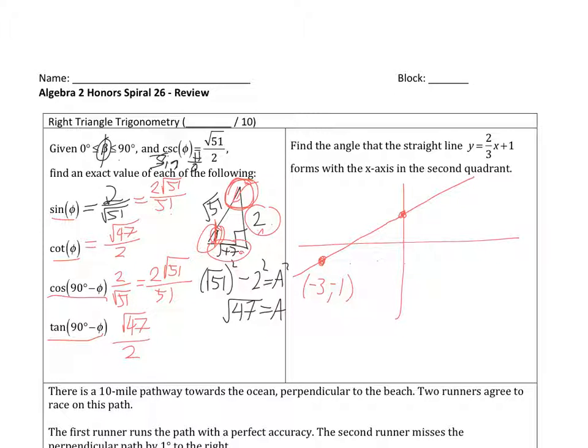What would be nice is if I knew this point, and I could figure out that point. So if the slope is 2/3, that means it goes up 2/3 for each one it goes over. That doesn't really help me. But then I know the y here is 0, so I could plug this in. So 0 equals 2/3 x plus 1.